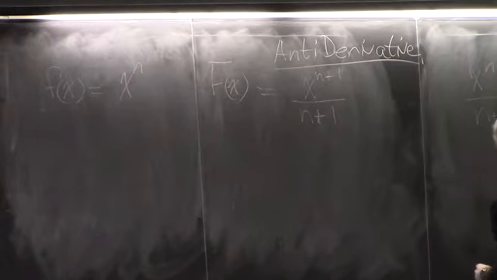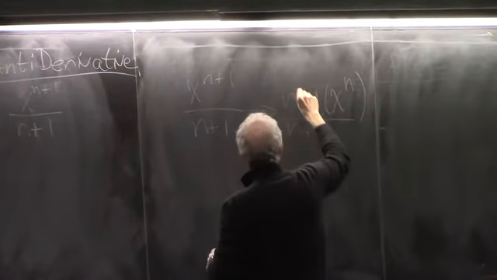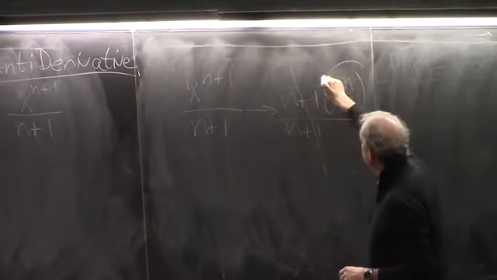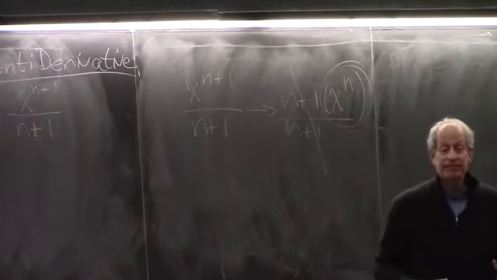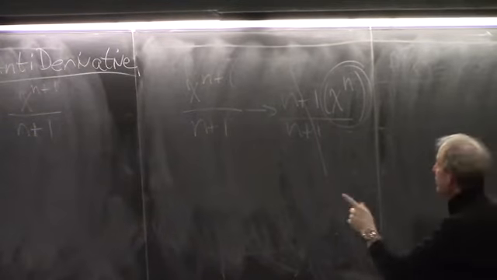we bring the power in front, and I subtract 1 from n plus 1, and I have n. And since this was divided by n plus 1, we now cancel. Look at that, I'm back at x to the n. But as you may have learned last semester, there's more than one function for the antiderivative.